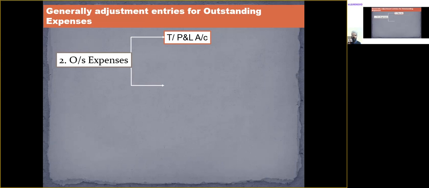If it is outstanding salary or any outstanding indirect expense, in that case we will be writing it in the profit and loss account. Is that clear, everyone? If it is an outstanding expense related to the factory, we will be writing it in the trading account. Otherwise, we will be writing it in the profit and loss account. Alexander, Hamad, Steve, Peer, everybody is clear about this?